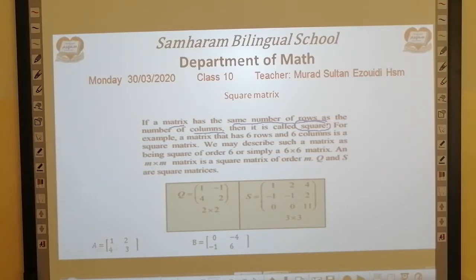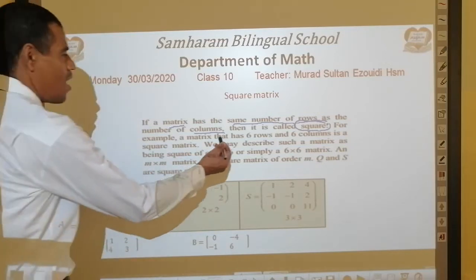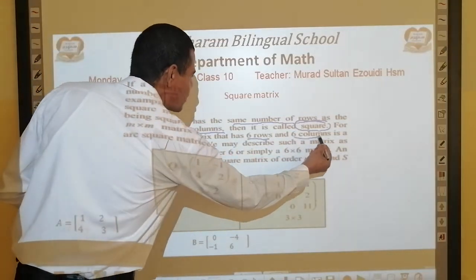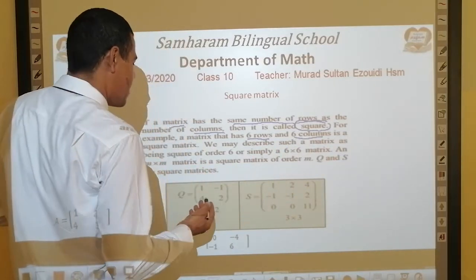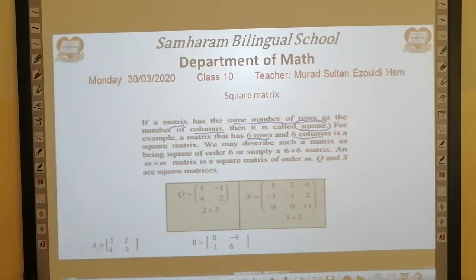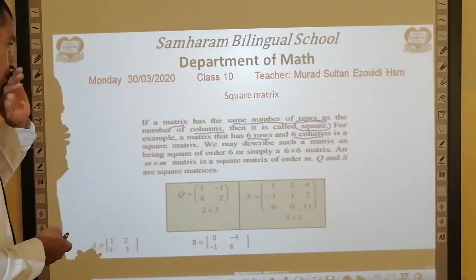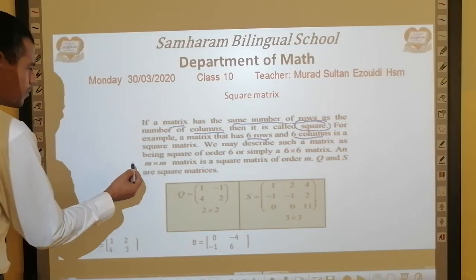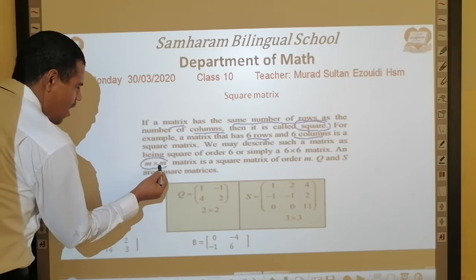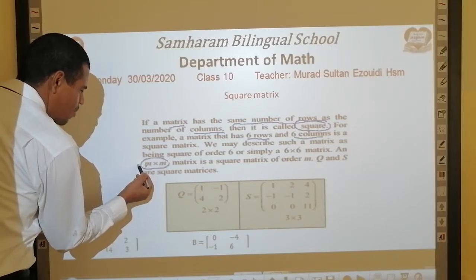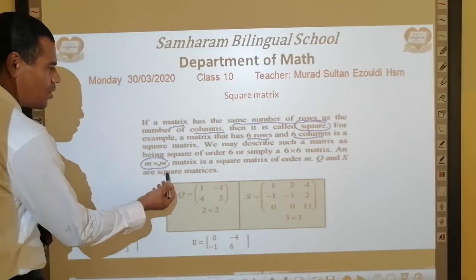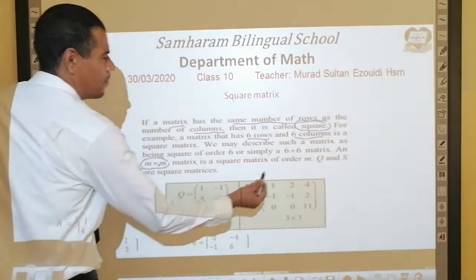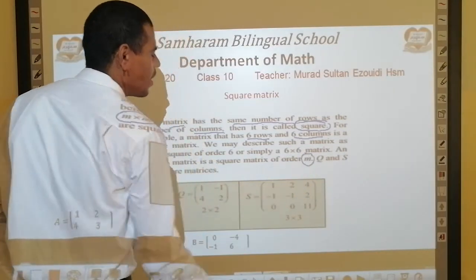For the following example, a matrix that has 6 rows and 6 columns also is a square matrix, and the order of this square matrix is 6 by 6. Why? Because we have 6 rows and 6 columns. We may describe such a matrix as being square of order 6, or simply a 6 by 6 matrix. Then an M by M matrix means that I have a square matrix. The number of rows is M and the number of columns is M. It's a square matrix of order M.